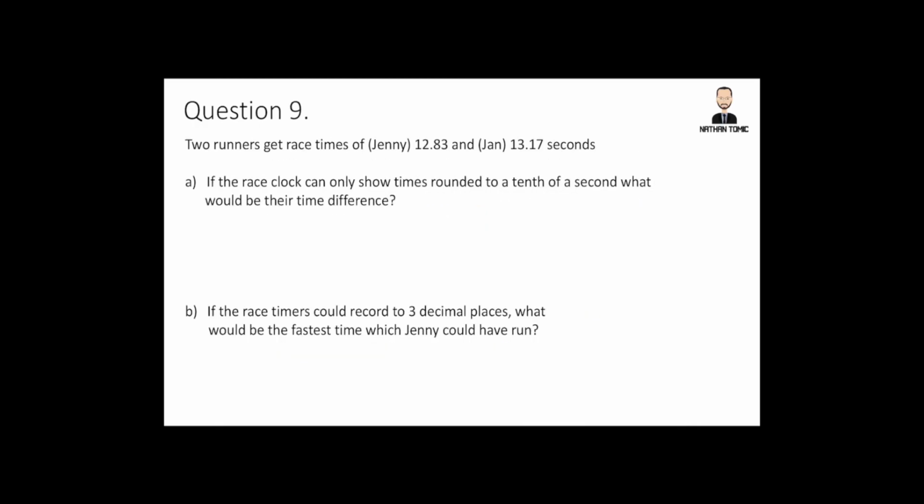And question 9. We have 2 runners who get race times. Jenny gets 12.83 and Jane gets 13.17 seconds. Now, question part A says, if the race clock can only show times rounded to 1/10 of a second, what would be their time difference? So the first thing we need to do is round both of these times to a single tenth. So that means we're rounding to the first decimal place, which of course means we're rounding to 1 decimal place.